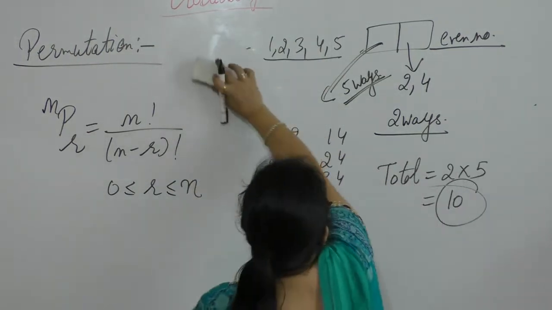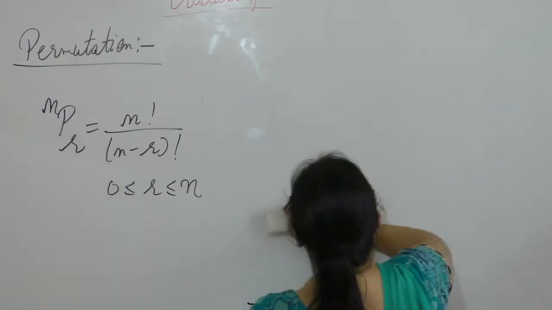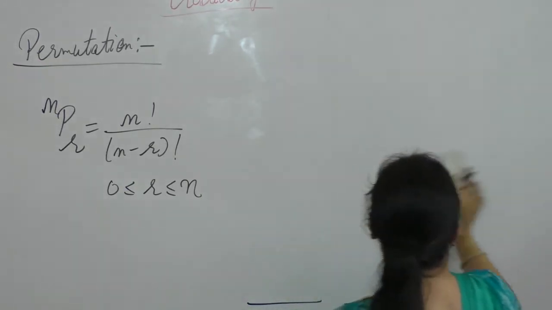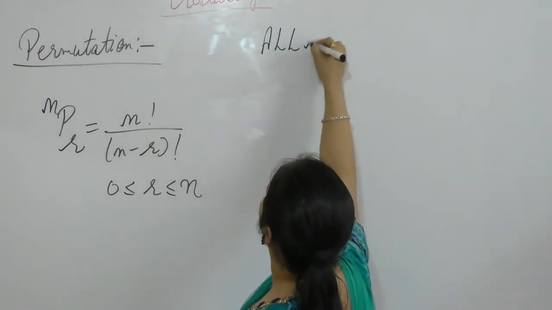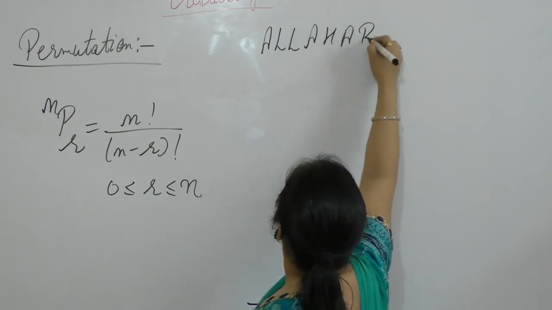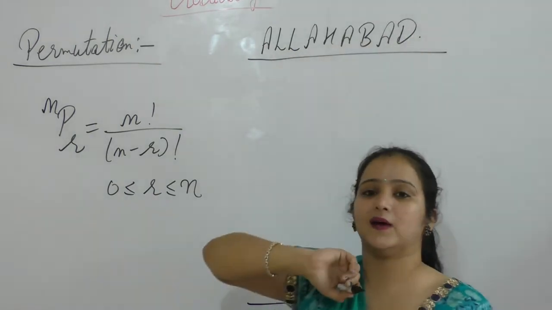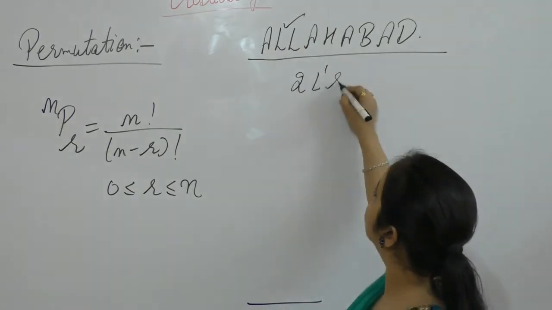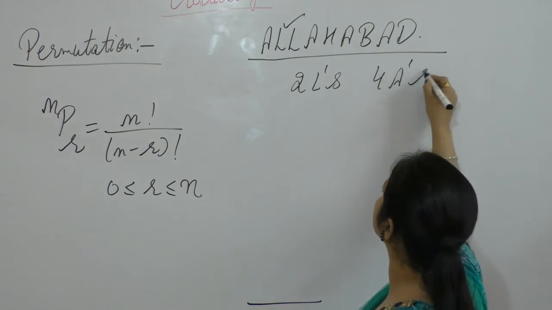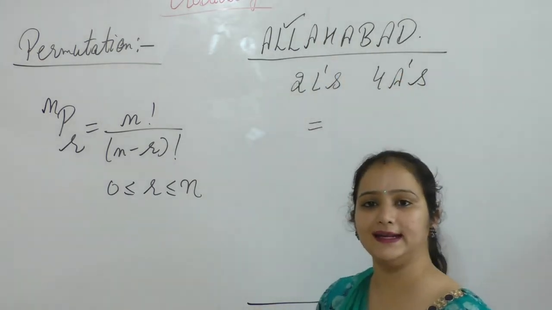Now the other case with permutation, when some digits or some letters are repeated. Let us take an example of Allahabad. How can you arrange the word Allahabad? In the word Allahabad, L is repeated and A is repeated. So in the word Allahabad we have 9 letters.